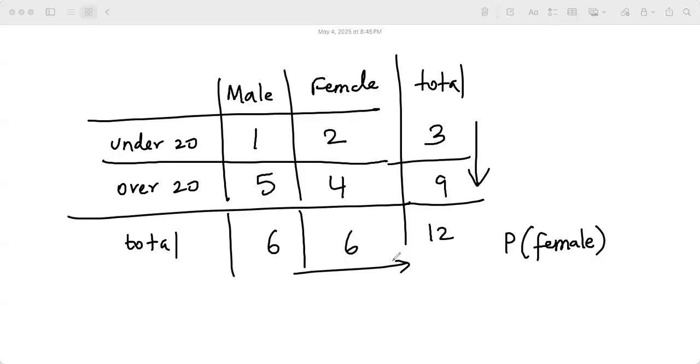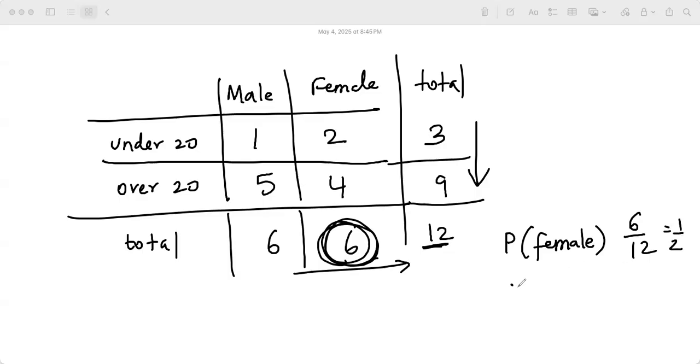You want to chat or you want to shout out? Would it be 1/2? Yeah. So the probability of a female is 6 out of a total of 12. Correct, which is half. Okay.